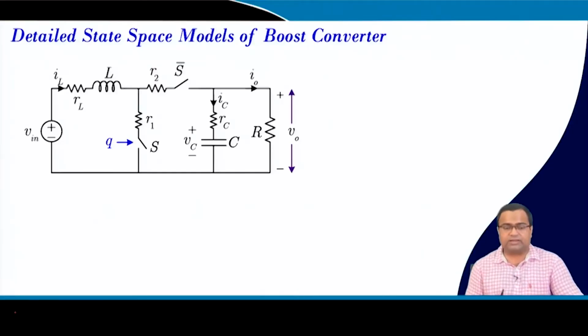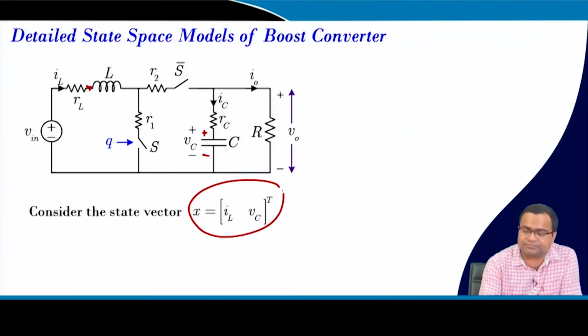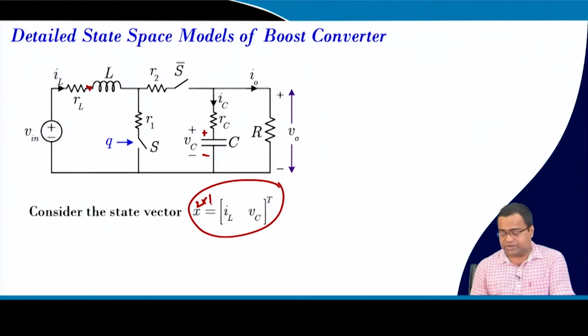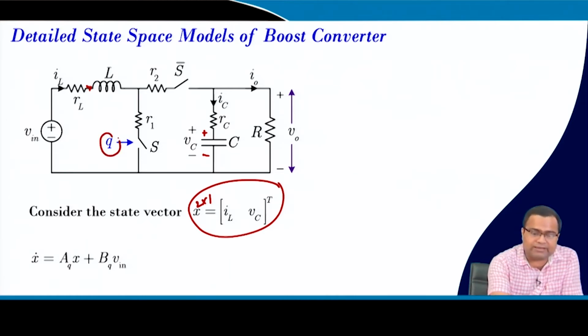So, first let us consider a boost converter, although we are talking about a practical boost converter first. So, we know that the state vector we generally consider is the current through the inductor and the voltage across the capacitor. This we are taking as the state vector. It is a 2 cross 1 matrix. And we want to obtain x dot equal to A_Q x + B_Q V_in. What is A_Q and B_Q? Because we have a Q variable here, right?